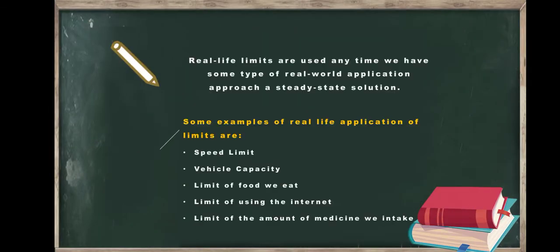Real life limits are used anytime we have some type of real world application approaching a steady state solution. So limits really can be applied in real life. Everything has a limit in this world we live in, and that is the reality. Some of us are just unaware of it. Some examples of real life application of limits are speed limit, vehicle capacity, limit of food we eat, limit of using the internet, and limit of the amount of medicine we intake.